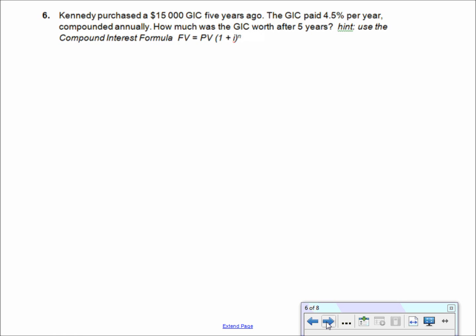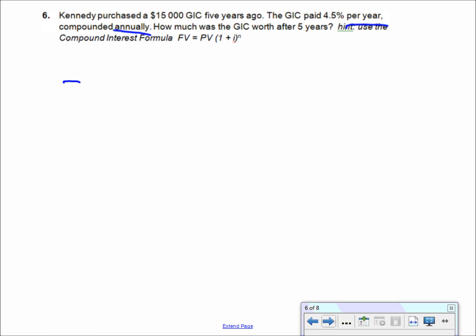Now the nice thing about this question, and we're going to see this as we continue, is that everything is yearly right now. It says they pay 4.5% per year, compounded annually. So we don't have to change anything. If you've taken other math courses, you always have to have the same unit. If it's monthly, you need to change everything to monthly. If it's daily, you need to change everything to daily. So luckily here, we're ready to go.